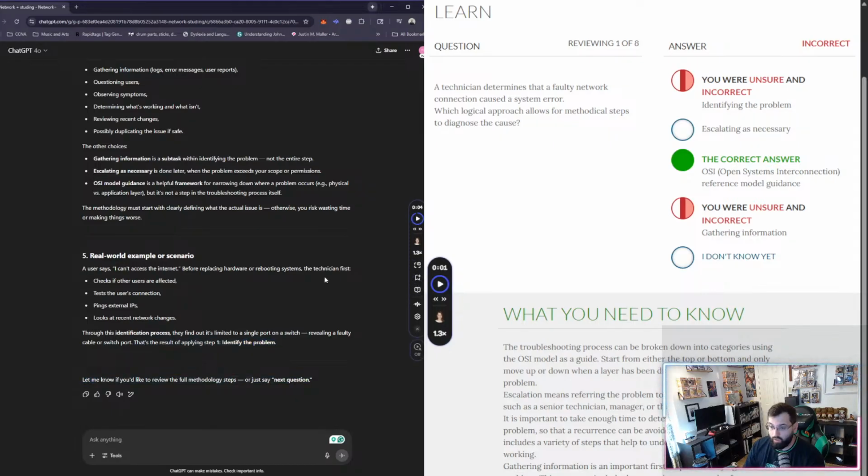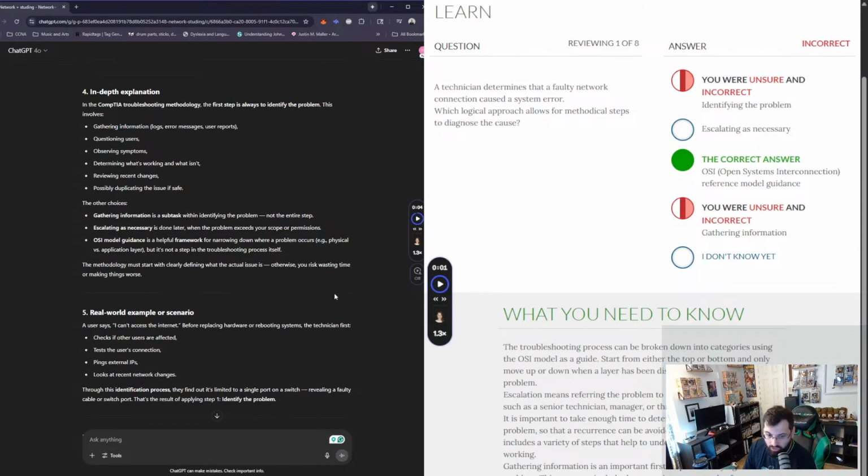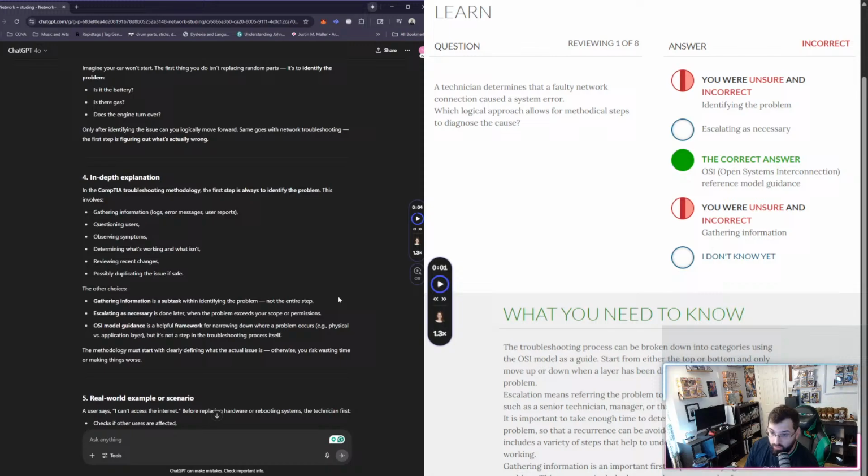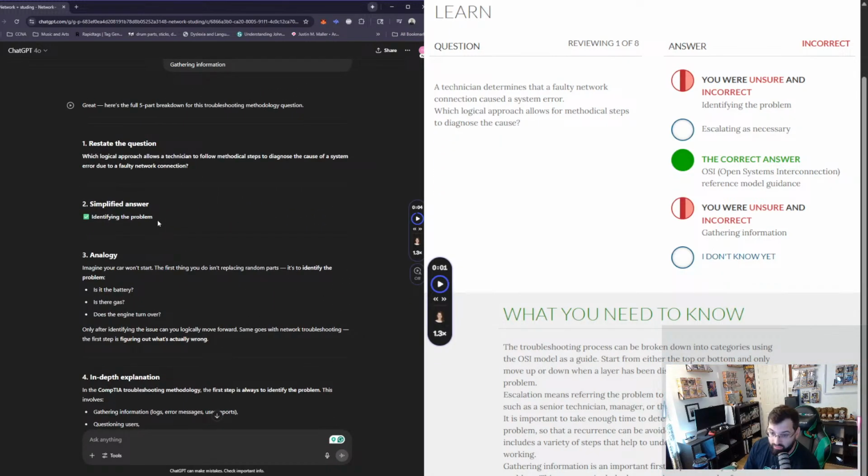Okay, so this is why I like using ChatGPT, because it got it wrong. It thinks that the answer is identifying the problem, and I also thought that identifying the problem or gathering information was correct, but that's not correct. The correct answer is the OSI reference model guidance.